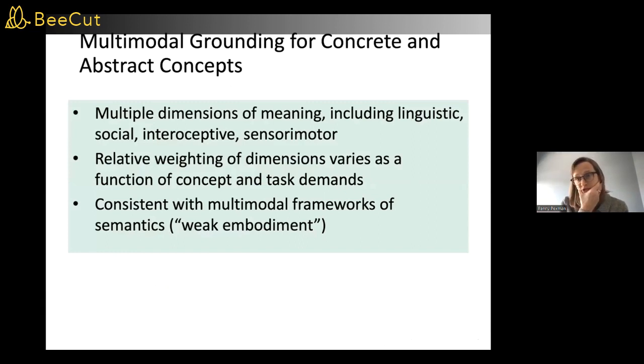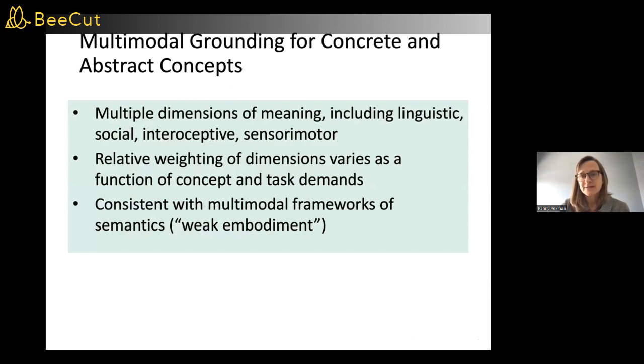Okay, so the point I want to leave you with today is this idea that there are multiple dimensions that are important to the grounding of both concrete and abstract concepts. And that it's very likely, as you could see in the network analysis, the relative weighting of the dimensions varies as a function of concept and also of task demands.